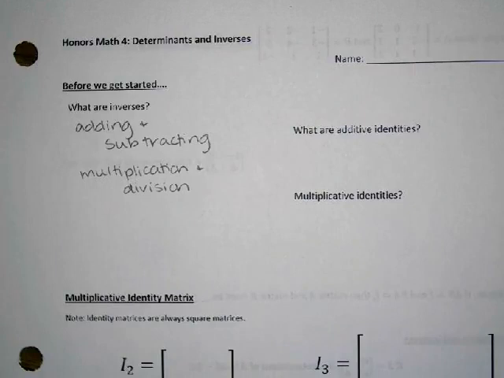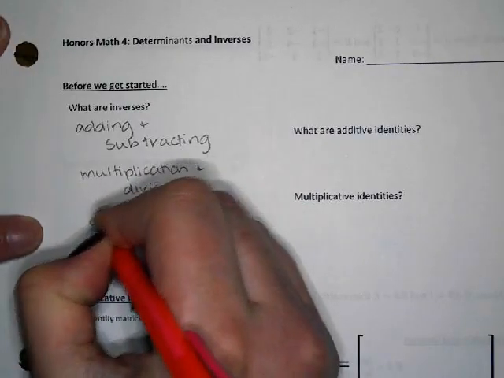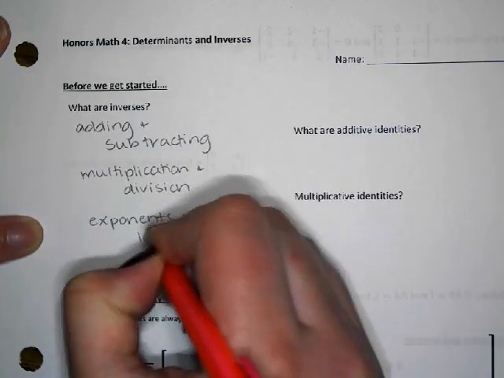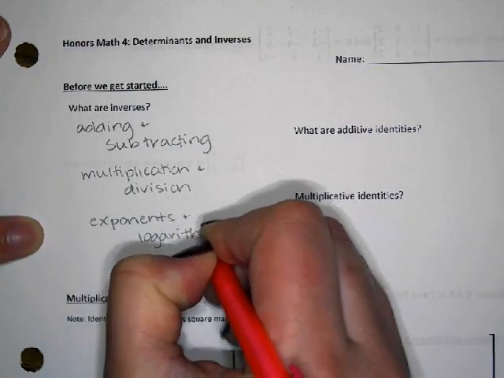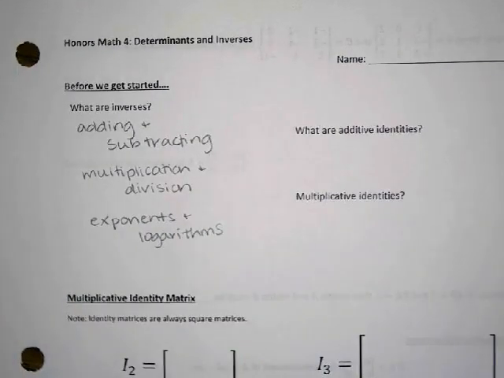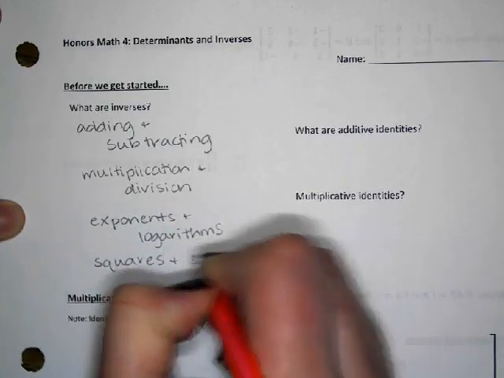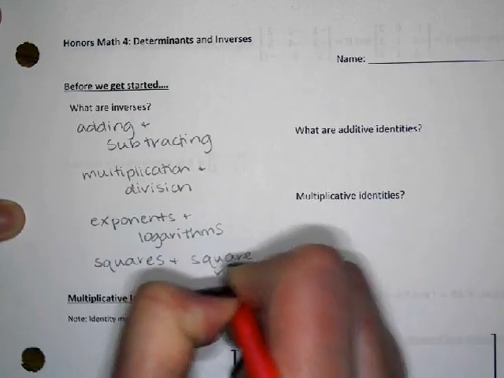And then there was one that you learned in Math 3 that you might not remember. One starts with an E and the other starts with an L. Log and exponential, yeah. So exponents and logarithms. Yeah, so squares and square roots. Yep.